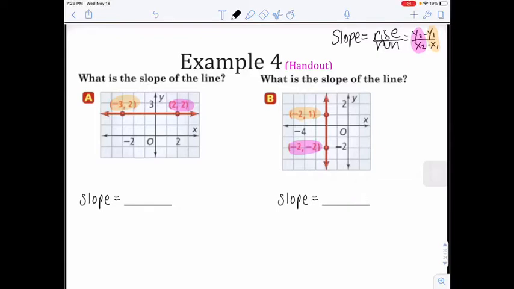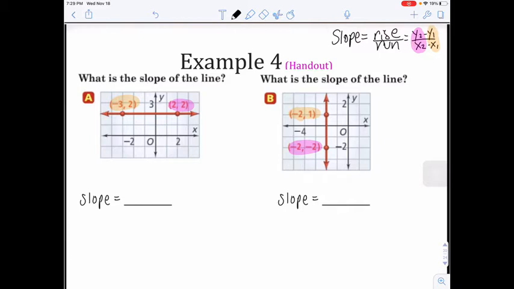Section 3.1, example 4 says, what is the slope of the line? So these are two special cases. You can see that we have a perfect horizontal line and a perfectly vertical line. They do give us 2 points. I'm going to show you 3 different ways that we can figure out the answer to these two.